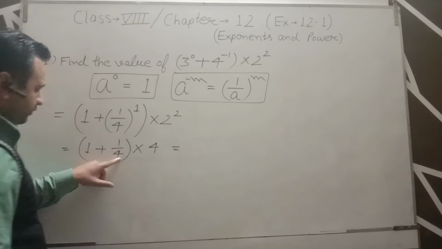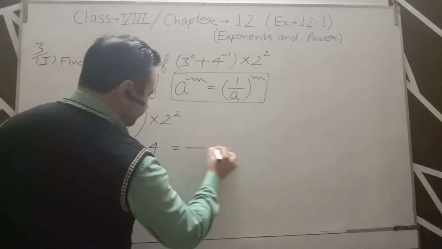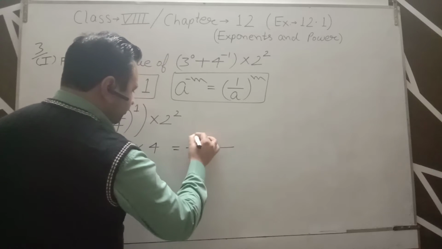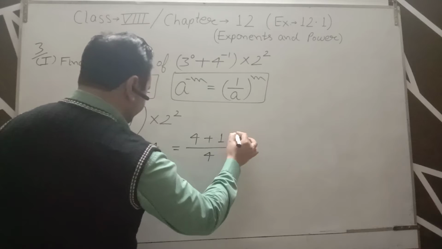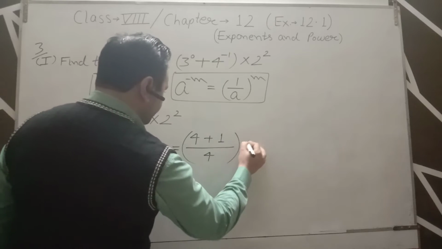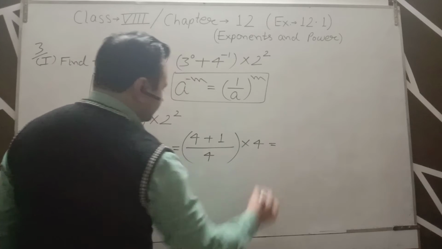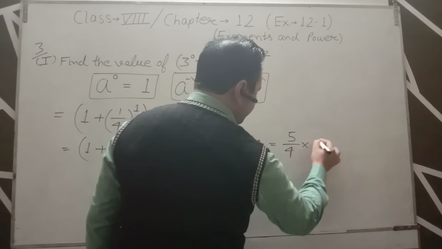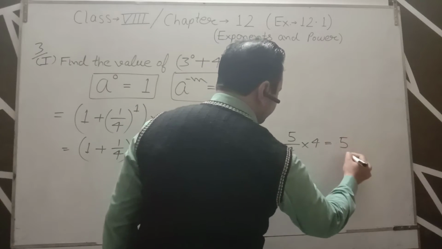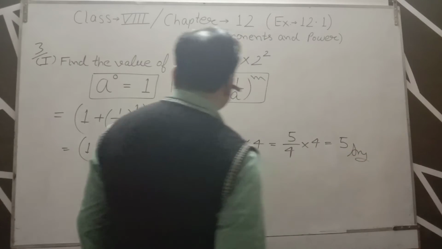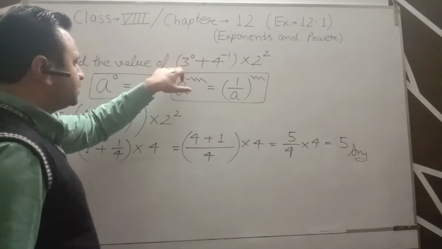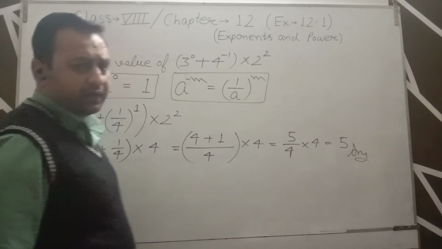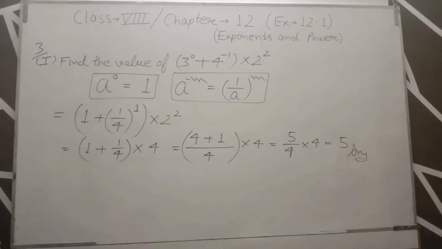Taking 4 as the LCM, (4 plus 1) whole upon 4, multiplied by 4. So it means 5 upon 4 multiplied by 4, and the value is 5. So this value is 5. I hope the first part is clear, just note it down.